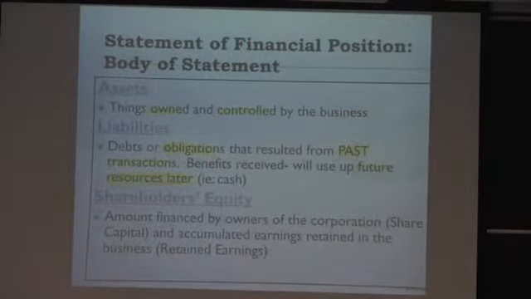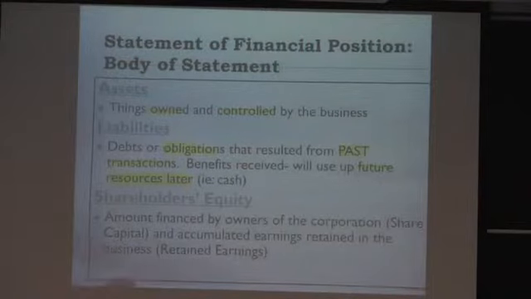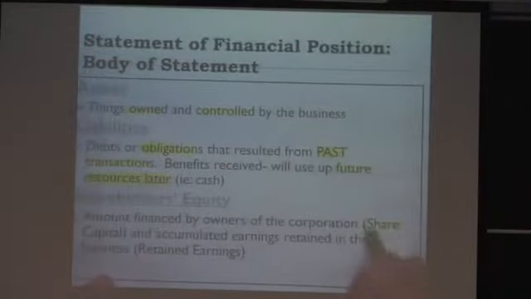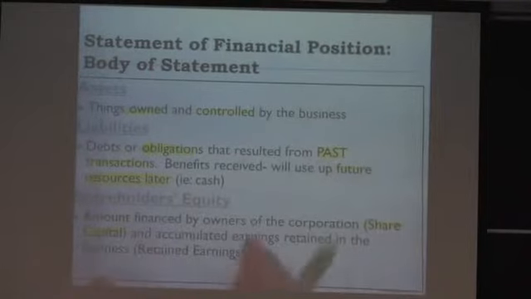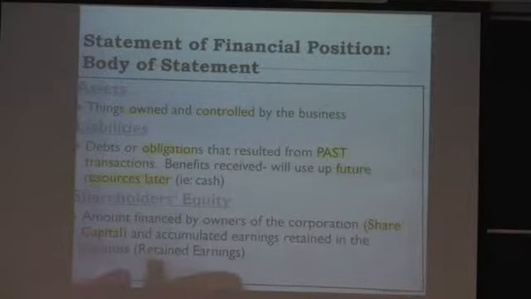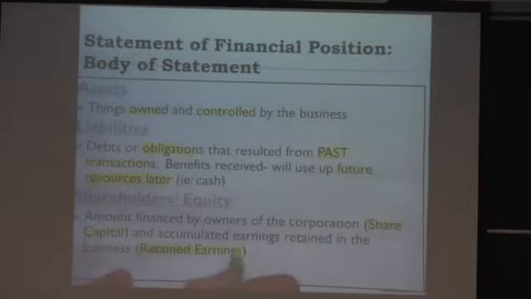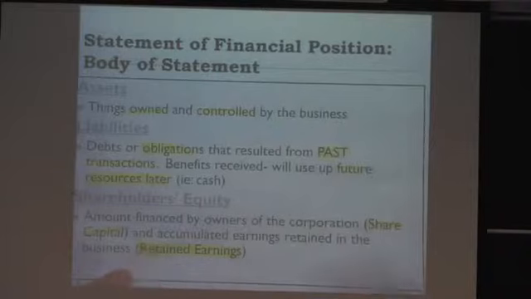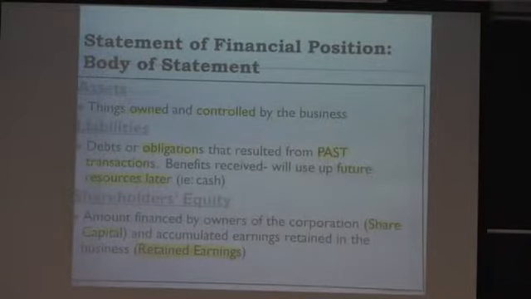Now, the other part of the statement is called shareholders' equity. Shareholders' equity is composed of share capital, which is the amount financed by the owners, and all the earnings that have accumulated in the business, and that's called retained earnings. So that's what makes up the balance sheet.